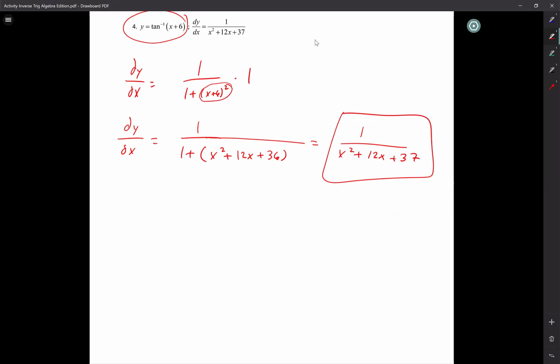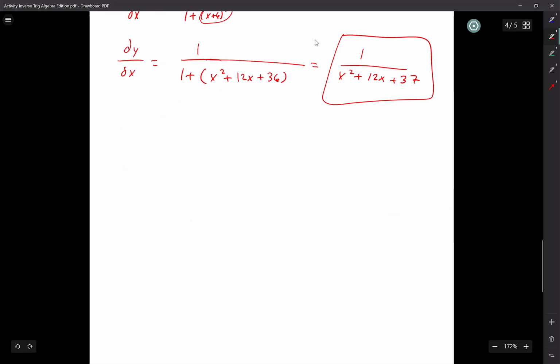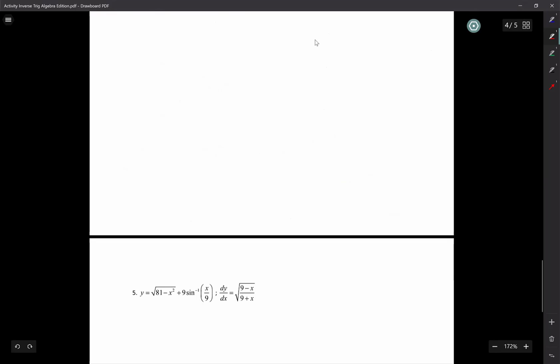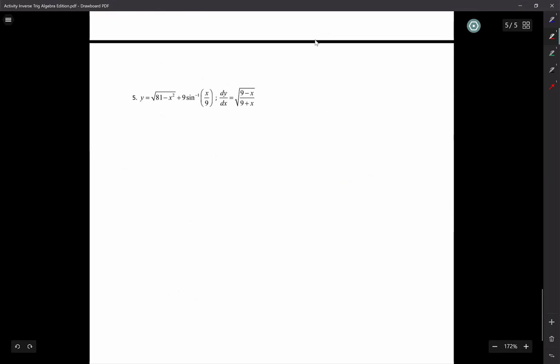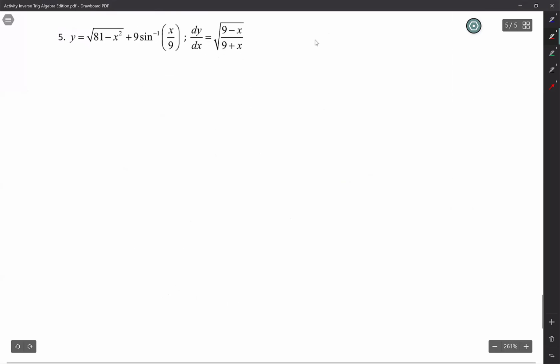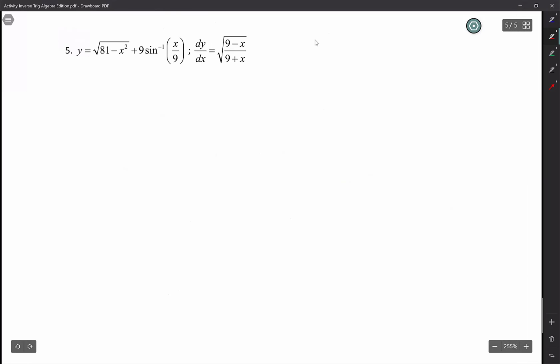We're okay so far? All right, now we get to this one. I'm not saying this is the hardest. No, I wouldn't call it the hardest. It just has a lot of algebra, and if you don't recognize it, you're just going to be looking at it. So it's really all about the algebra.